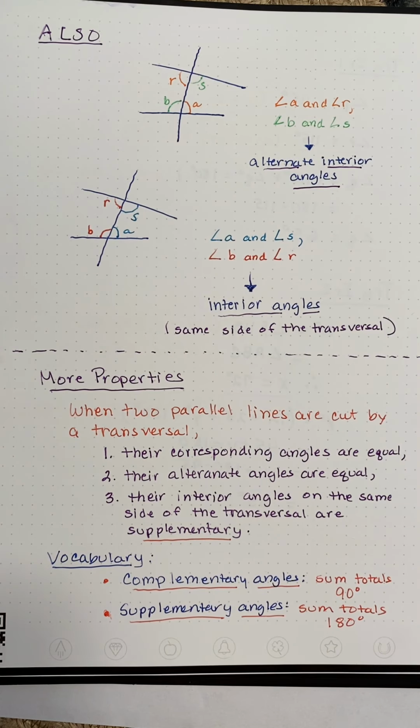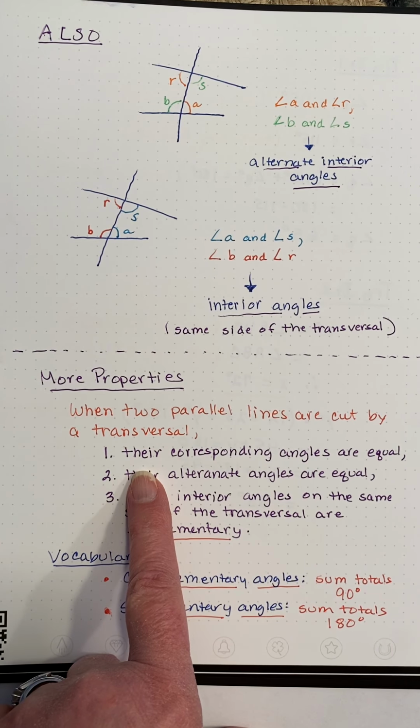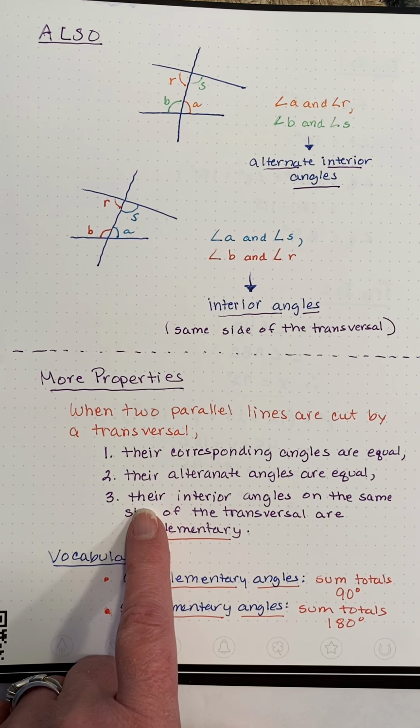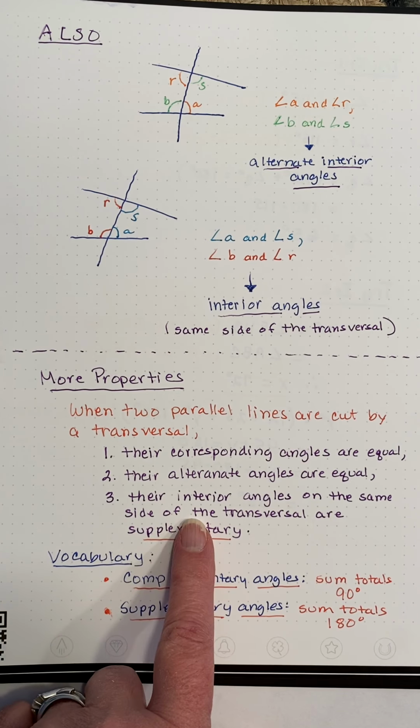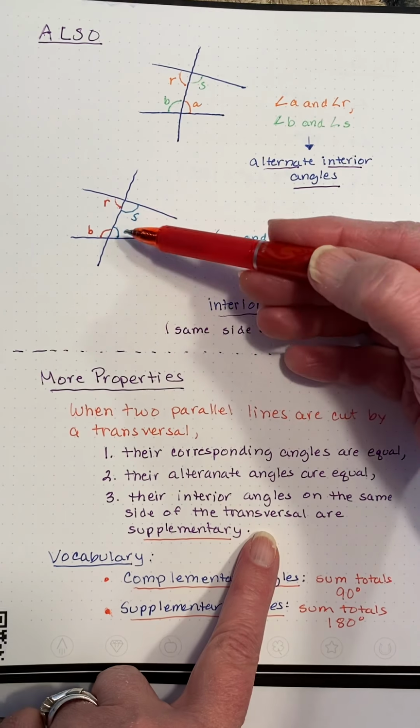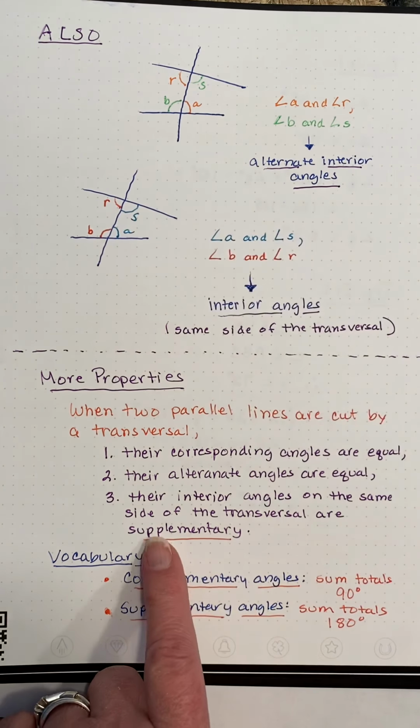So continuing on, there are some more properties to understand. When two parallel lines are cut by a transversal, number one, their corresponding angles are equal. Number two, their alternate angles are equal. And number three, their interior angles on the same side of the transversal, so like this, are supplementary.